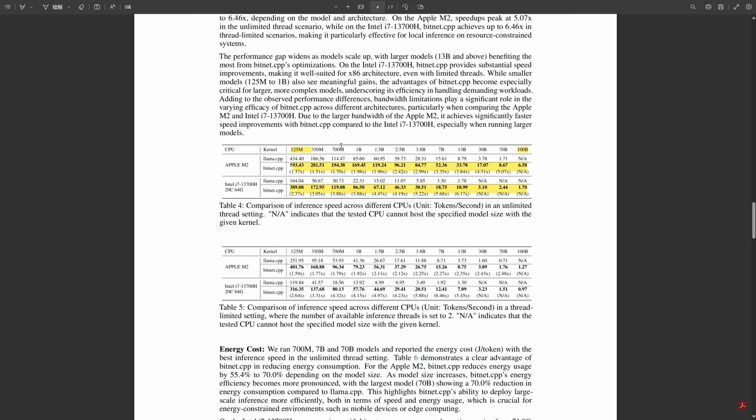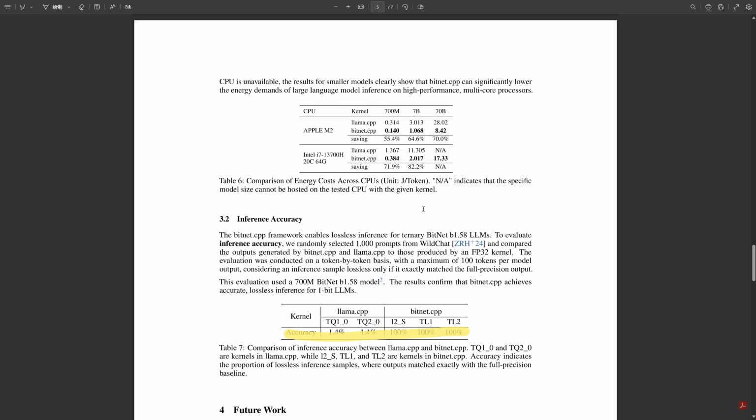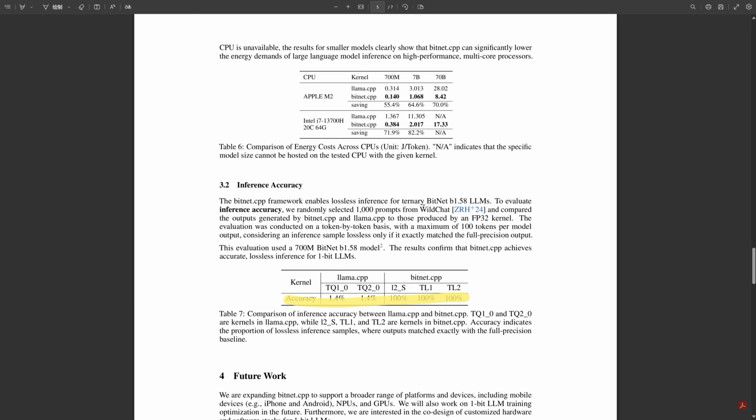The researchers were rigorous here. They used 1,000 prompts from the WildChat dataset, and they compared the output tokens generated by BitNet.cpp against a full precision FP32 kernel that's kind of been the gold standard for accuracy. And they also compared it against the accuracy of kernels in llama.cpp. And the verdict on accuracy? Is there a trade-off? Remarkably, no.